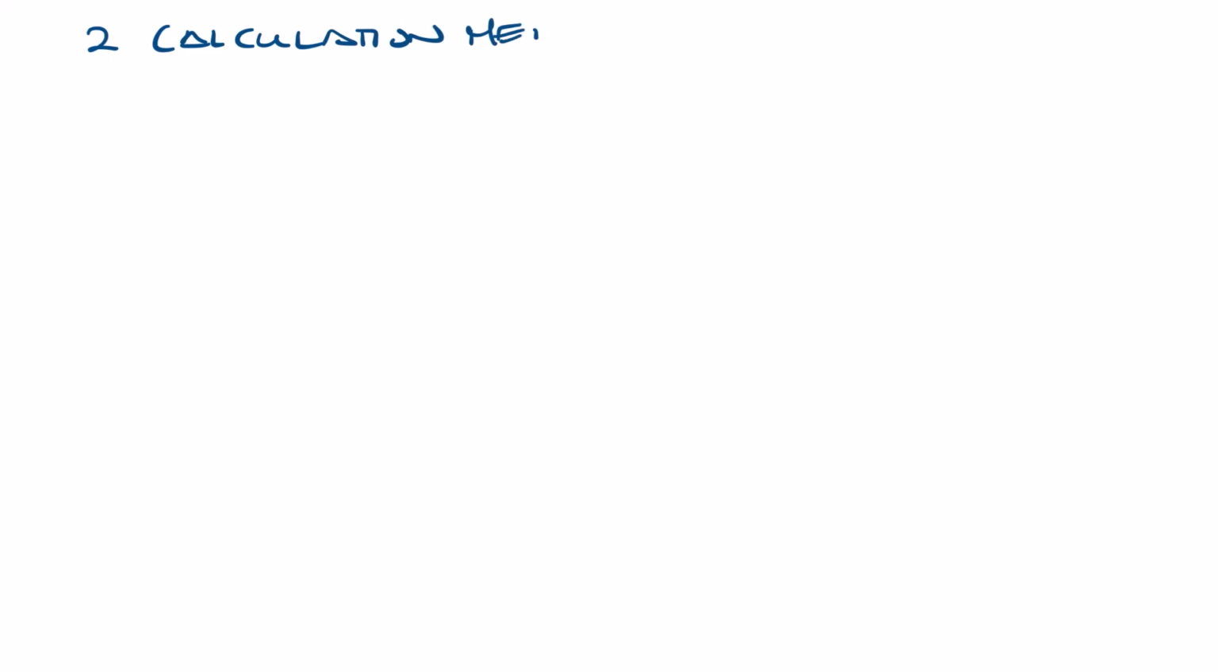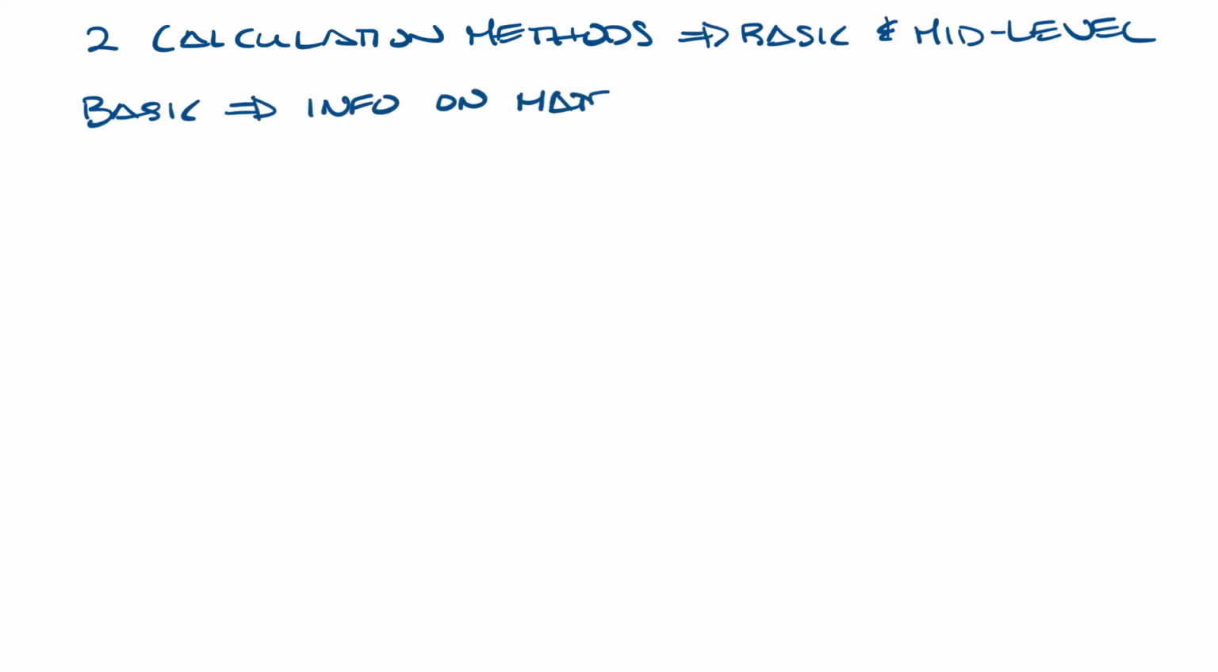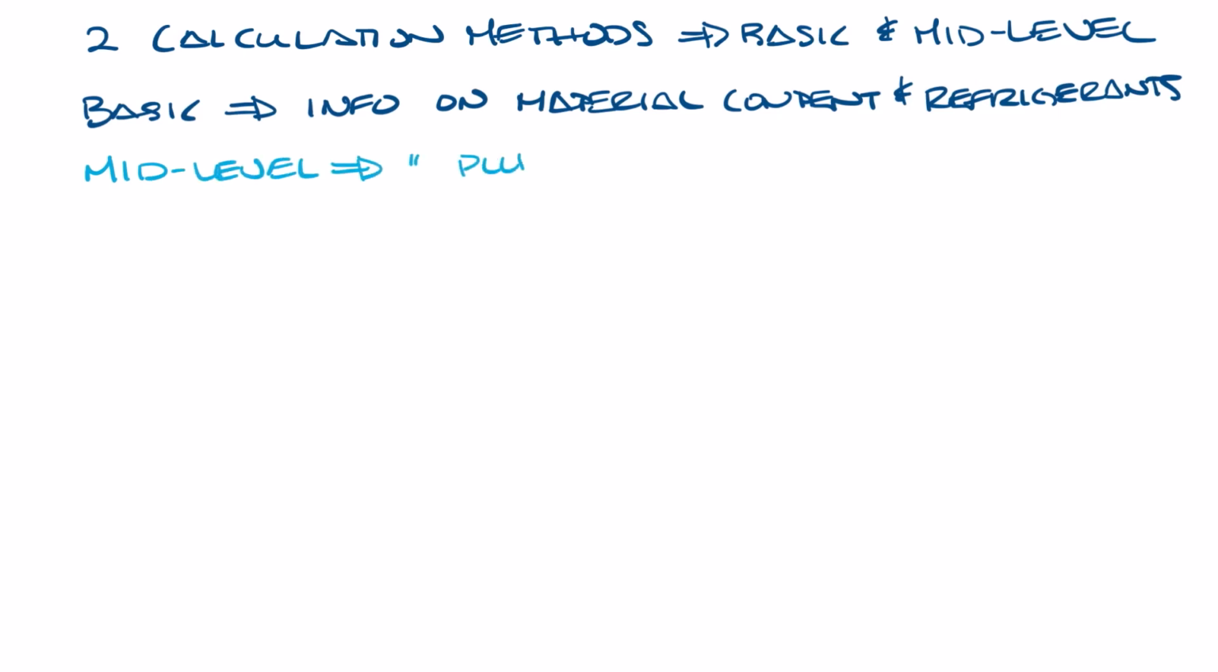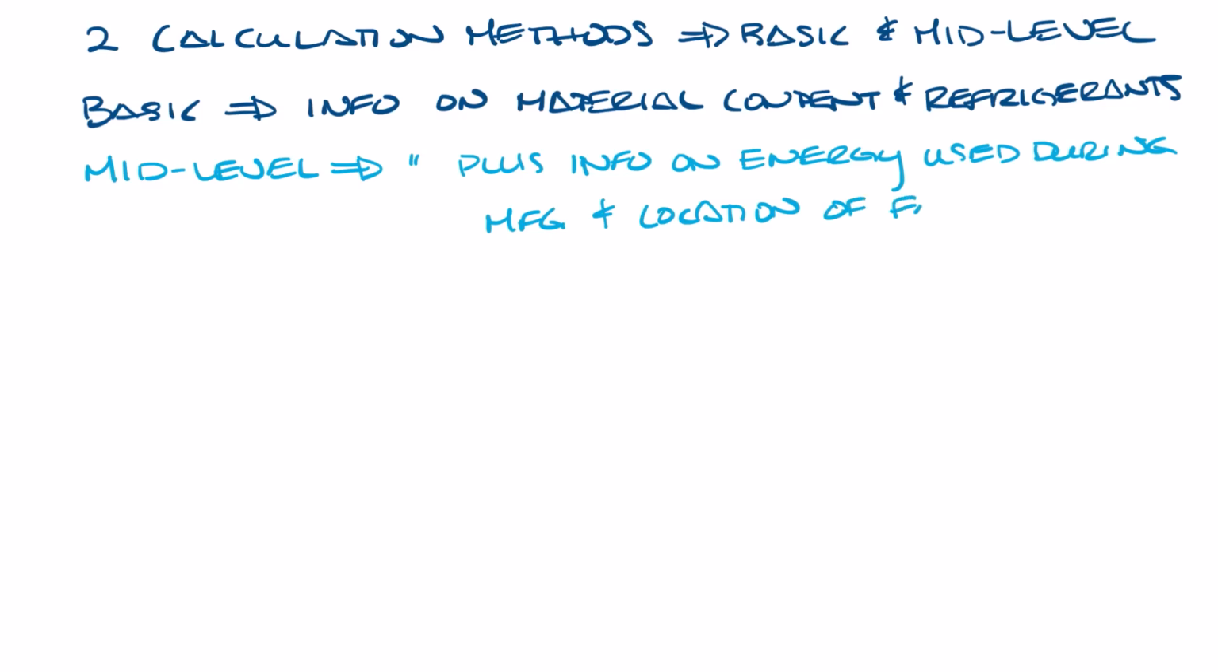TM65 has two calculation methods, the basic method and the mid-level method. The basic level requires information only on material content and information on refrigerants if used. And mid-level requires additional information such as energy used in manufacturing and the location of the factory. Which level is used depends on how much information is available.